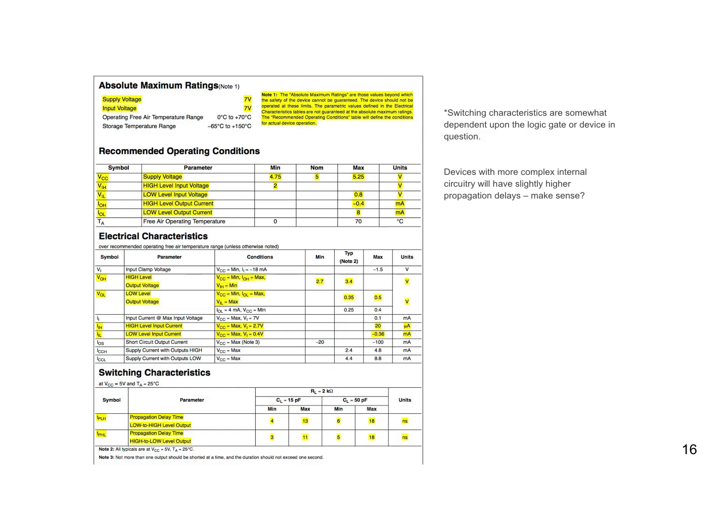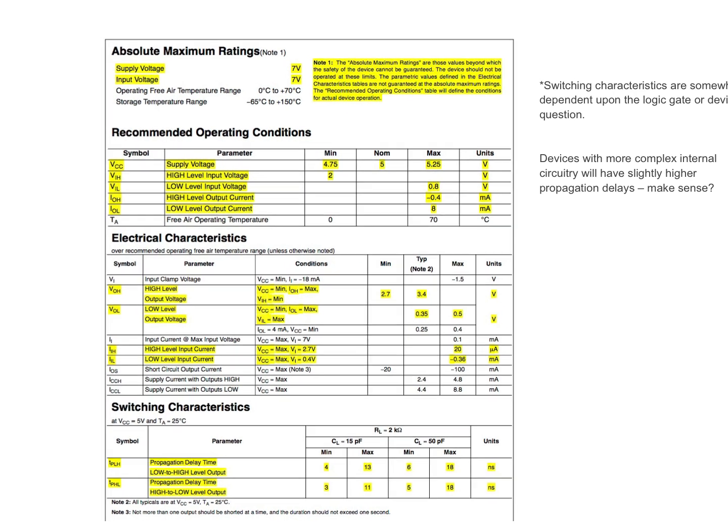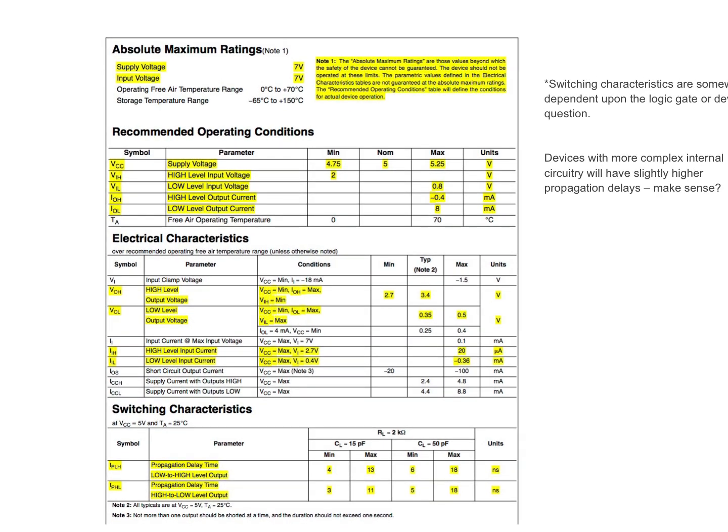All right. So you can see here, I've highlighted in yellow everything I thought was the most critical. Absolute maximum ratings. You're not supposed to use it at 7 volts, but the chip will not be damaged if you apply up to 7. The operating range is going to be in there.